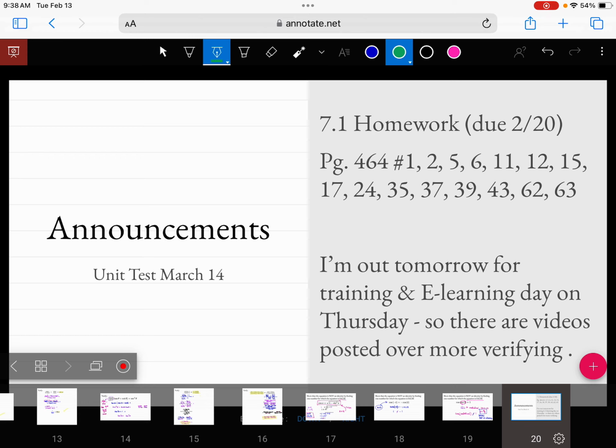So if you want to do them all tomorrow and have no e-learning on Thursday, understandable. If you want to save them all and do them Thursday or over the weekend, you do you. So 7-1 is the assignment on this, and it's all verifying stuff.